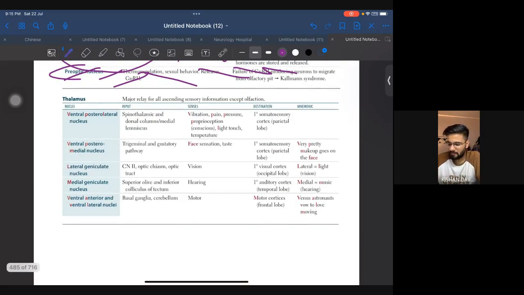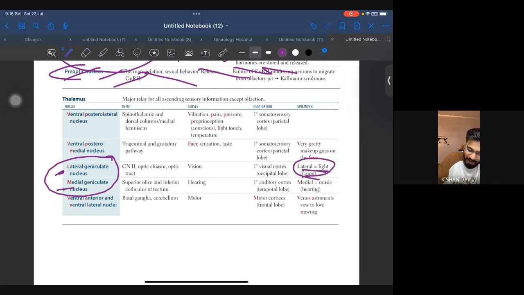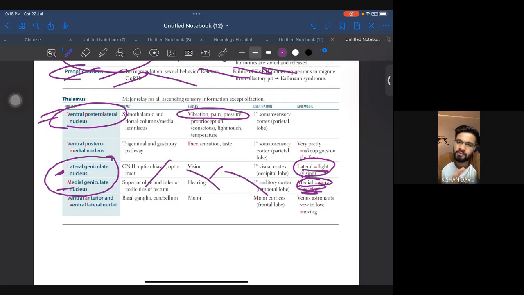All right, moving ahead, coming to thalamus. Thalamus is the same, you don't have to use much brain. The most easily and most commonly asked are the lateral geniculate nucleus and medial geniculate nucleus. How to remember? Lateral is light, so vision; medial is M for music, so hearing. That's these two done, so set these two aside. Now coming to ventroposterolateral nucleus, this is commonly asked. The problem here is that vibration, pain, pressure will be given together in the question. Think about ventroposterolateral.